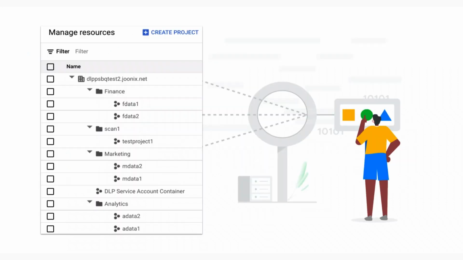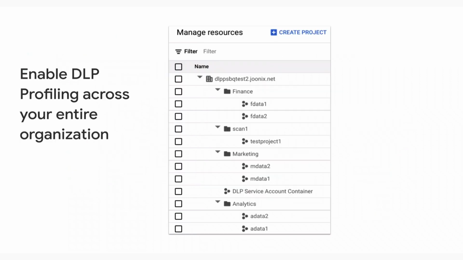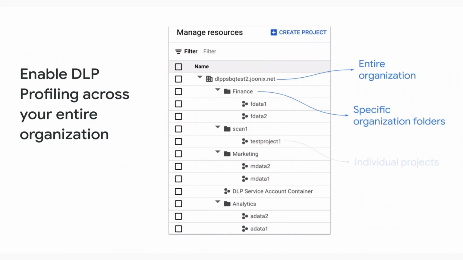Now, when you're trying to answer the question, where do I have sensitive data? It's really important that you look across your entire organization. You don't want to just look at the areas you're aware of, but you also want to make sure you have coverage in the areas that you may not be aware of. And automatic DLP enables you to profile data across your entire organization, specific organization folders, or individual projects. And this means that you can cover every table and column within that scope, so you can get a wide view and understand where sensitive data exists across your organization.